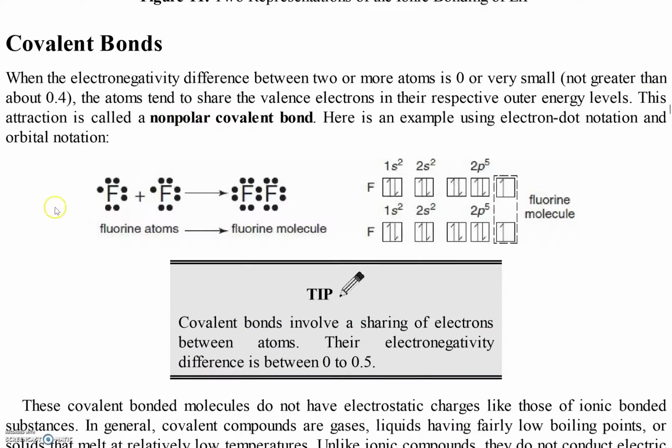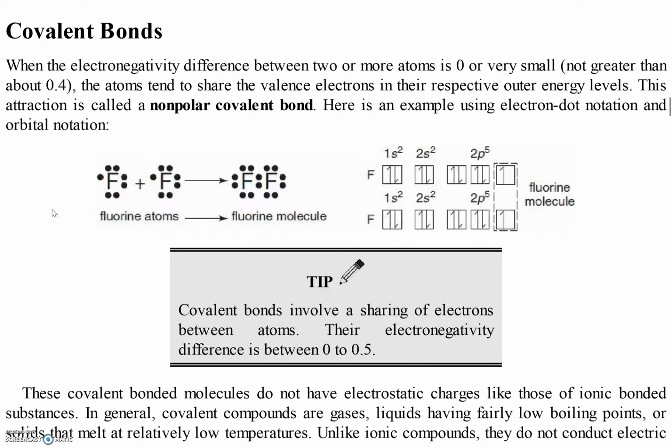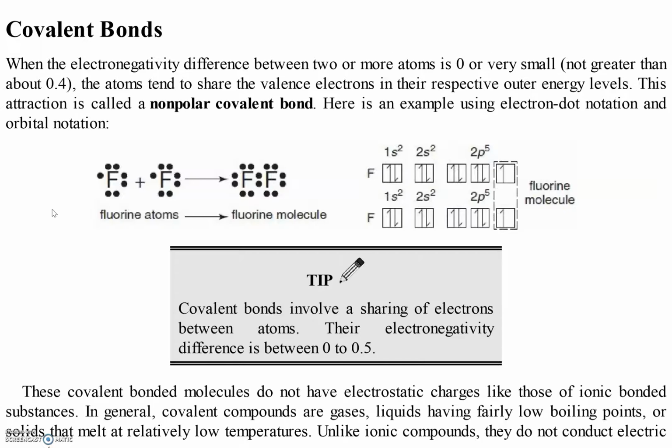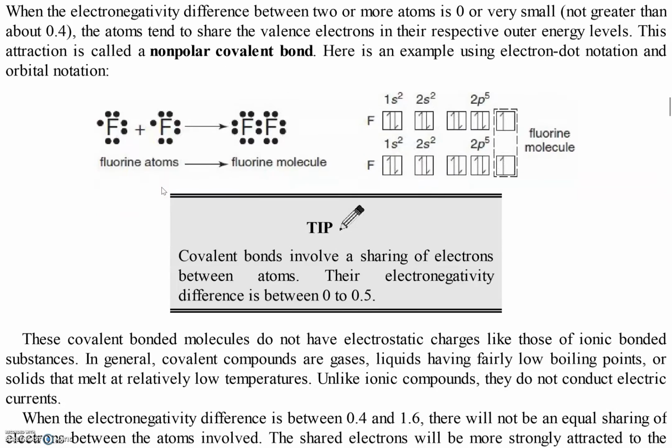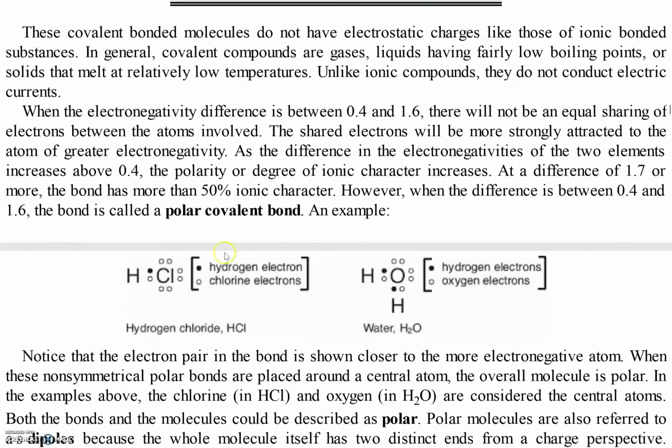In covalent bonds, we do not have gain and loss, but we have sharing of electrons. So the two types of covalent bonds are a polar covalent bond and a nonpolar covalent bond. Nonpolar forms between two identical atoms, like two fluorine atoms. Whenever we have two different atoms, we have a polar covalent bond.